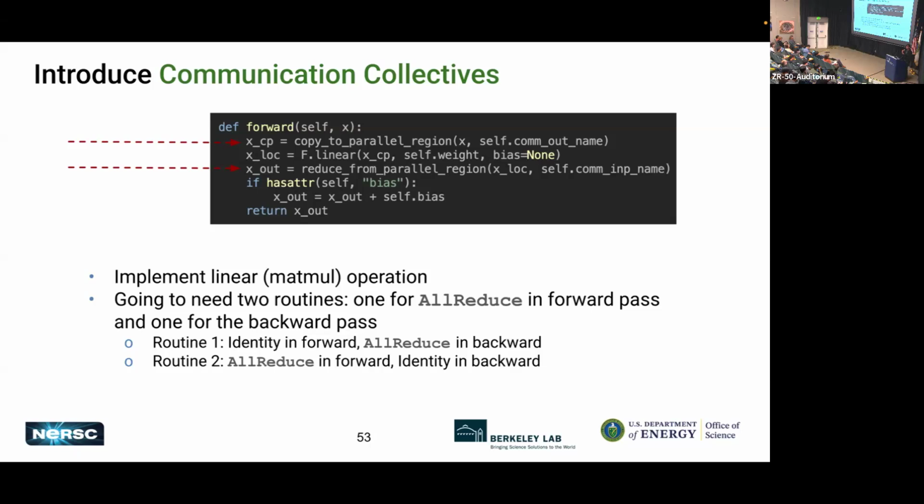Okay, so it's always going to look like this. You're going to always have conjugate operations everywhere. So routine 1 needs to be a routine that you implement that says it's going to be an identity operation. So just pass the input through to the output, and you're going to call torch.distributed.all_reduce in the backward pass, and routine 2 will do exactly the reverse. So that's what these 2 routines are going to do. I just called it copy to parallel region and reduce from parallel region.